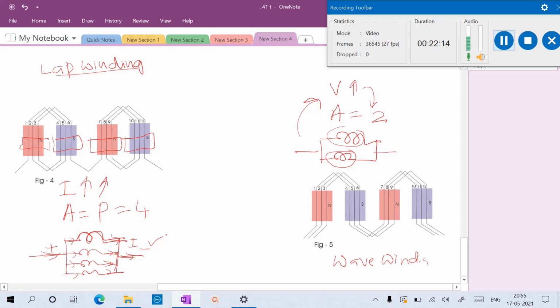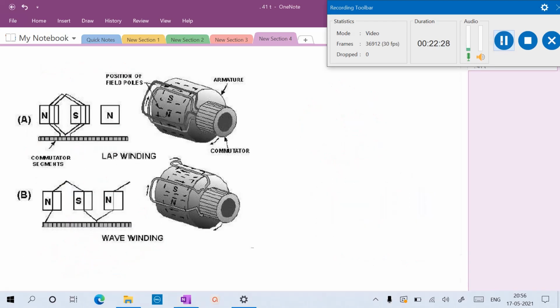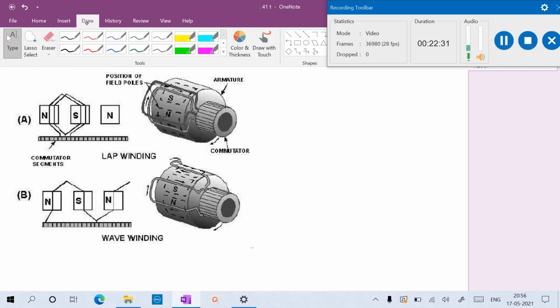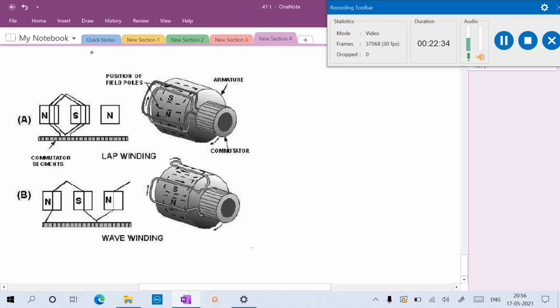These are some relations you have already seen in theory. Our aim in drawing is how to draw the lap winding and the wave winding, with a single layer or double layer. Now you can observe here, the same machine: this is the armature, this is the commutator. The first coil and the second coil are connected in different pole pitches, under south pole and north pole. This is a back pitch, and this is a front pitch connected to the commutator segments.